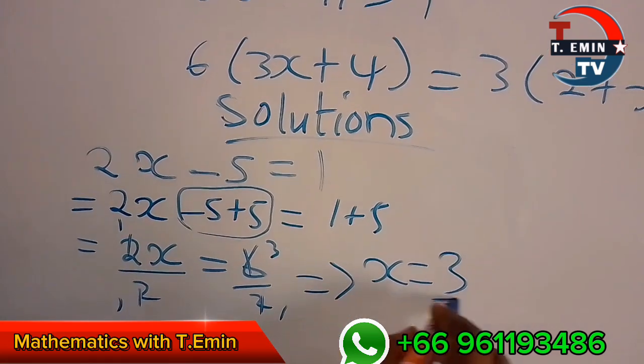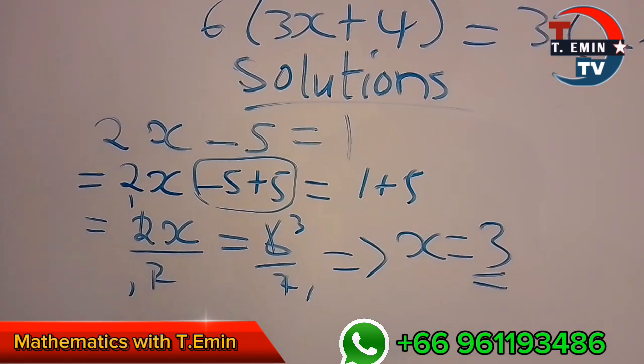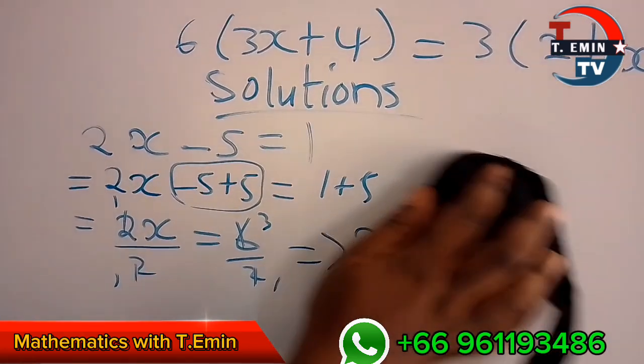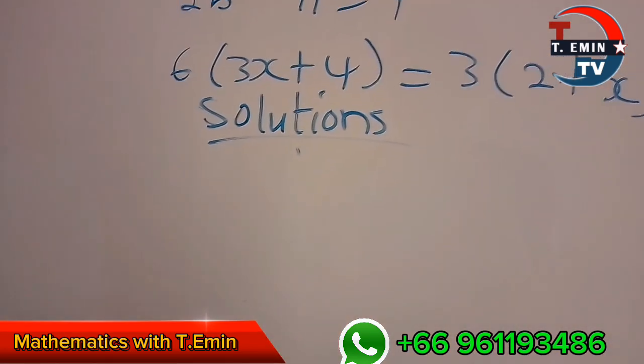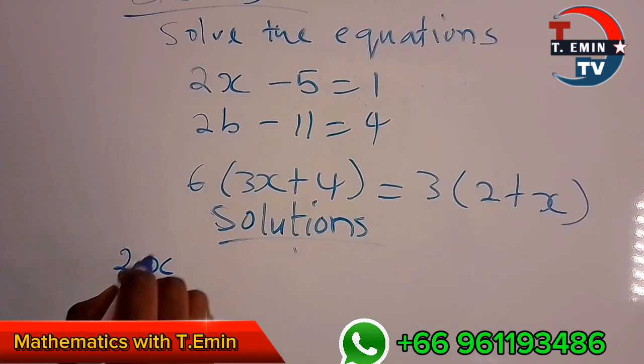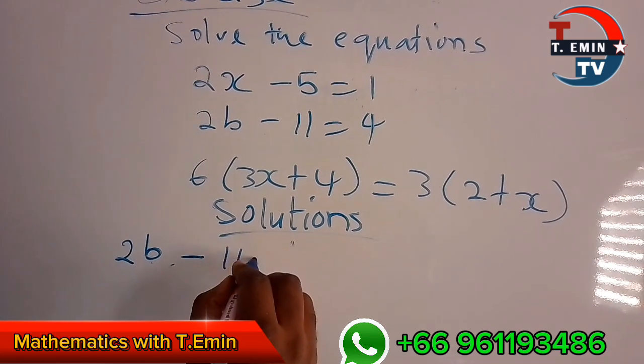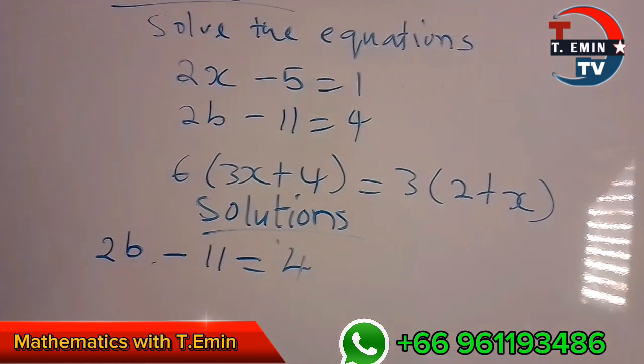Okay, that is the solution. The next solution is 2b take away 11 equal to 4.